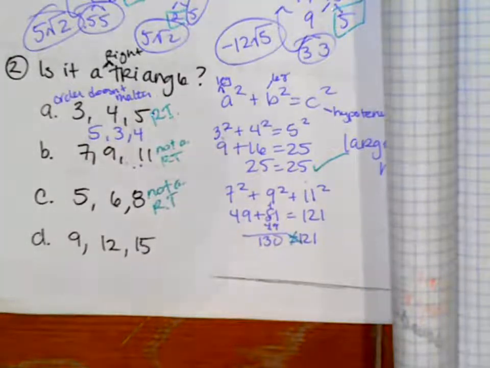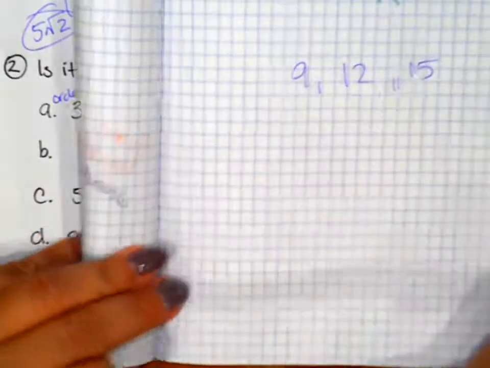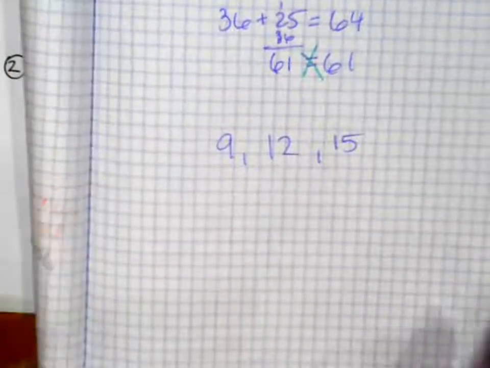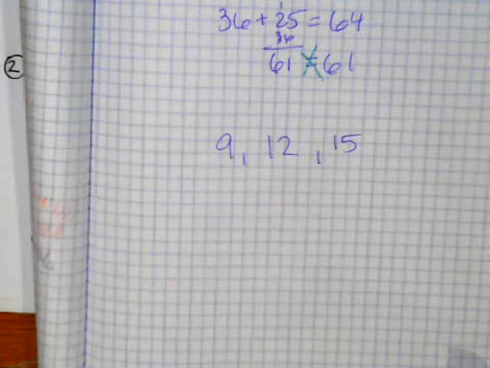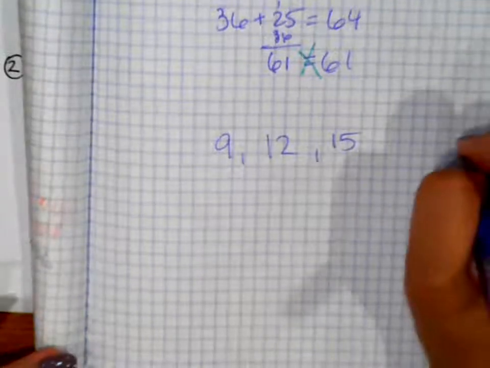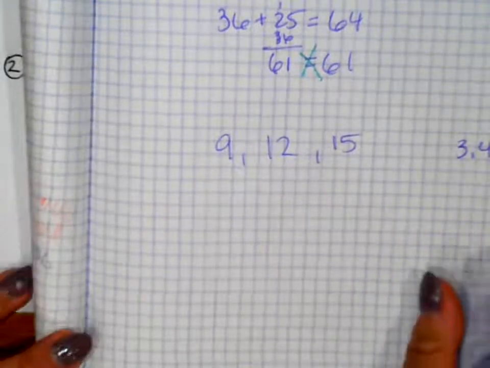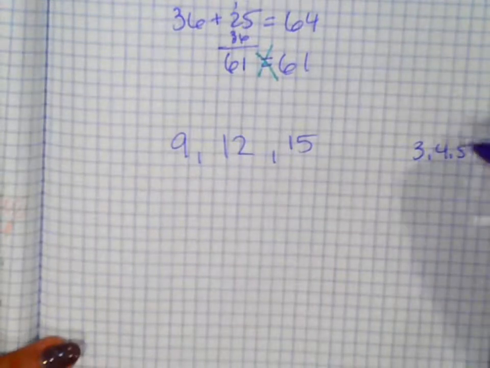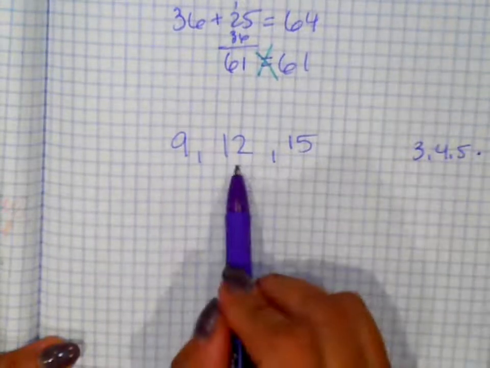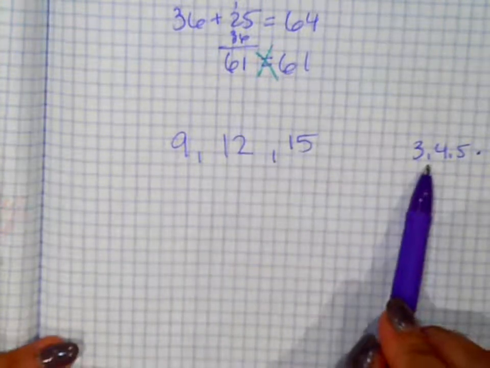All right, let's do the last one. We've got 9, 12, and 15. Your life is going to be a lot easier if you recognize a Pythagorean triple. There are 3 or 4 that you're going to see consistently. One of them is 3, 4, 5. If you see some variation of the 3, 4, 5, you're going to have to start identifying that in an easy way. So I'm going to show you guys how to do this one the long way, but then I'm going to show you how to make it a little bit easier for you.